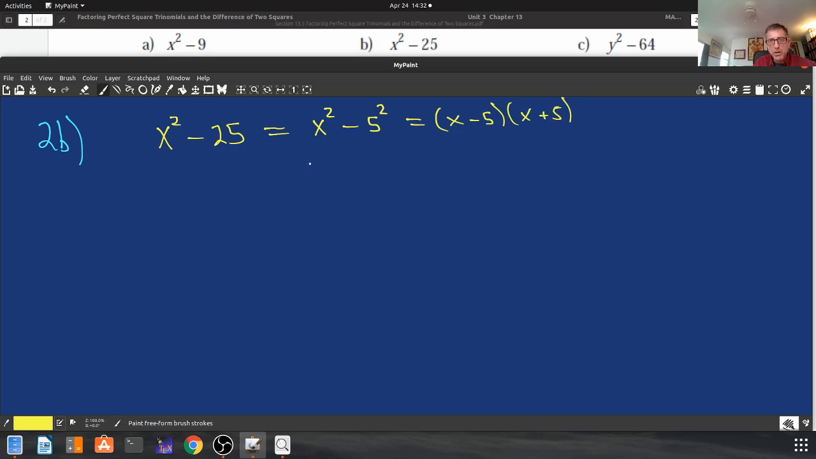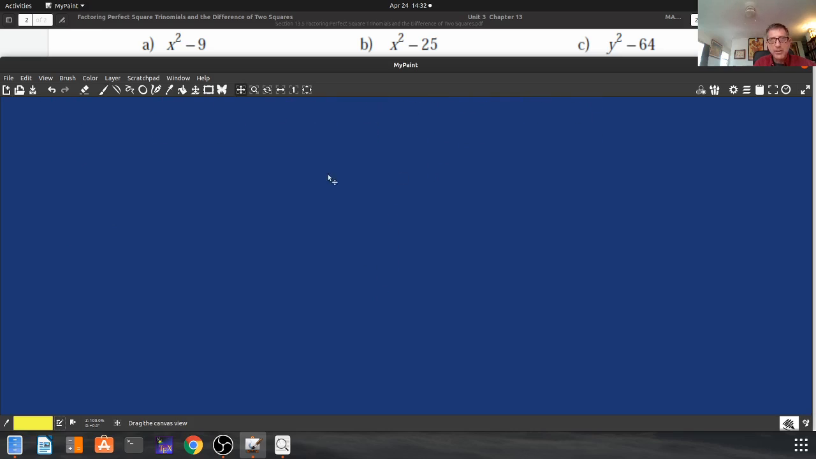If at this point you want to come down here and say, well, my w is equal to my x, and my v is equal to 5, and then do w minus v times w plus v is equal to x minus 5 times x plus 5, then you can, but I don't think we need to go into that level of breaking it down. Sometimes a level like that of breaking it down can make something which is really relatively simple seem far more complicated. So I have y squared minus 64.